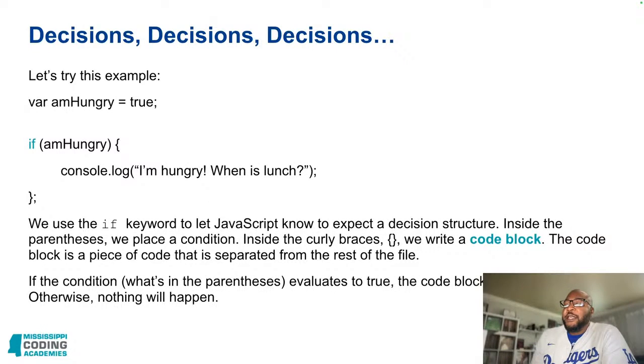We use the if keyword to let JavaScript know to expect a decision structure. So again, that if is a keyword saying, hey, I need a decision structure right here. Inside the parentheses, we place a condition. And inside the curly braces, we write what's called a code block. A block is a piece of code that is separated from the rest of the file. This is important to know later. And if the condition, or what's in the parentheses, evaluates to true, the code block will execute. Otherwise, nothing will happen.